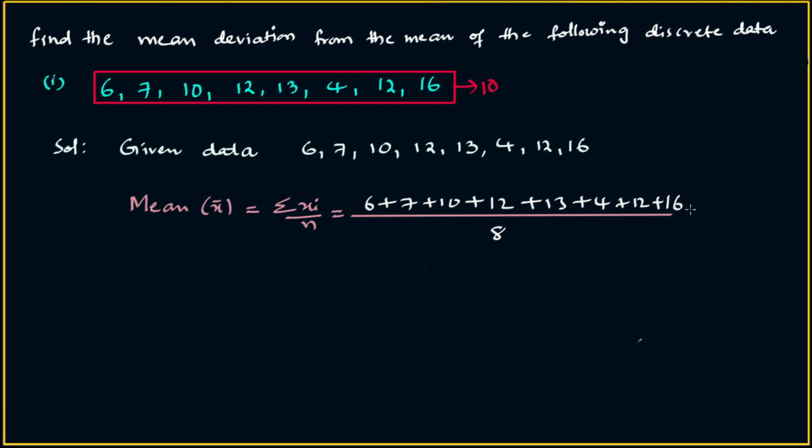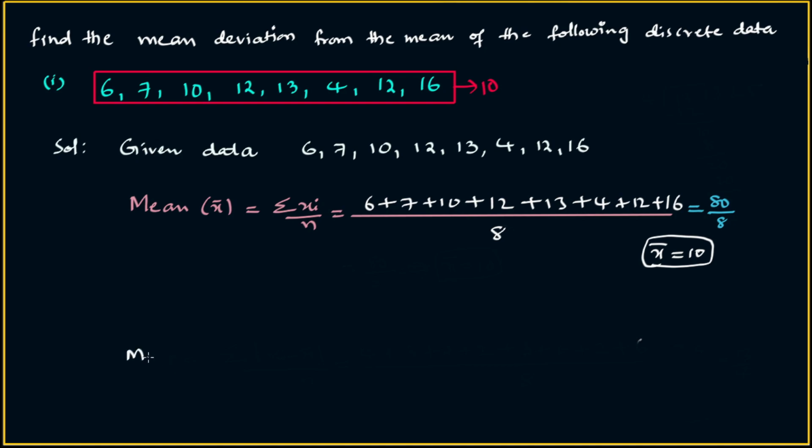So the summation of these observations is 80, and how many observations are there? 8. So mean x bar is 80 by 8, which is 10. So our mean is 10. Next we have to find mean deviation about mean.